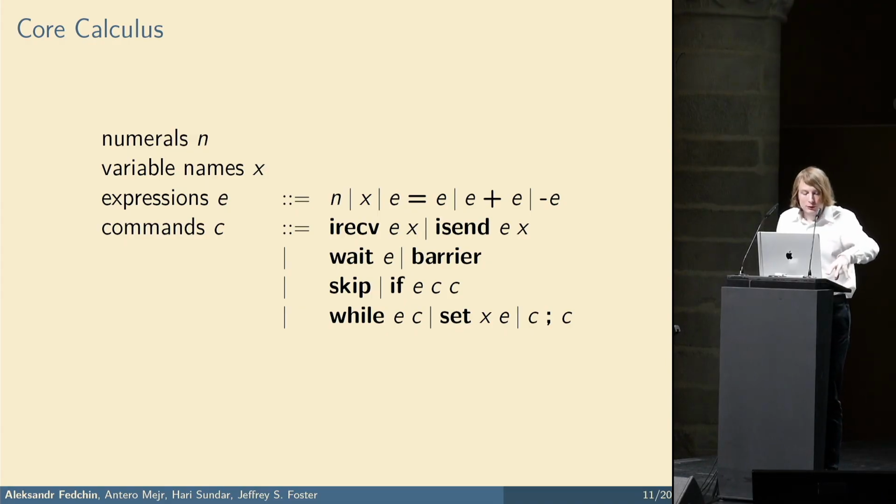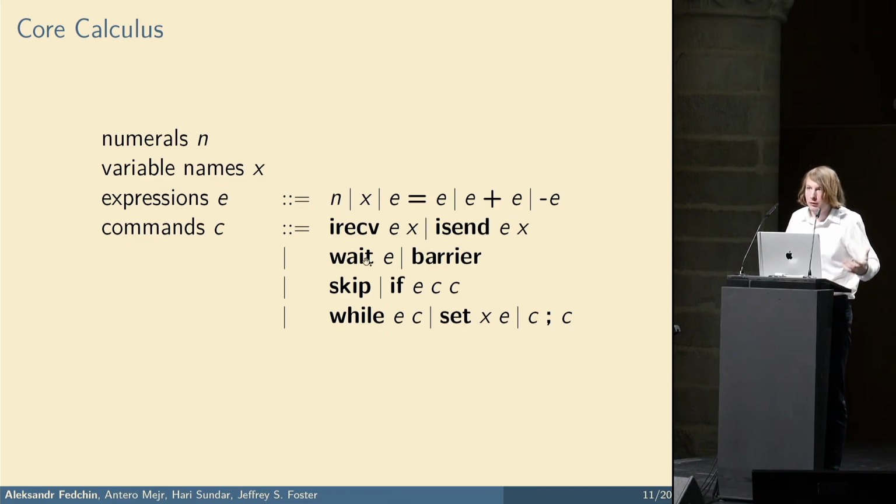In order to prove properties about DafnyMPI programs, we introduce a core calculus that abstractly describes all the programs that you can write in DafnyMPI. It's an imperative language. It has some common control constructs that you can expect, conditionals, loops. It allows setting variables. Environments are local to the process.